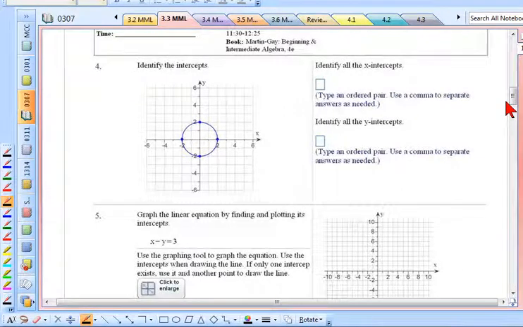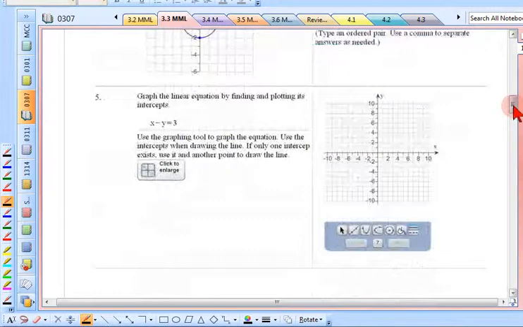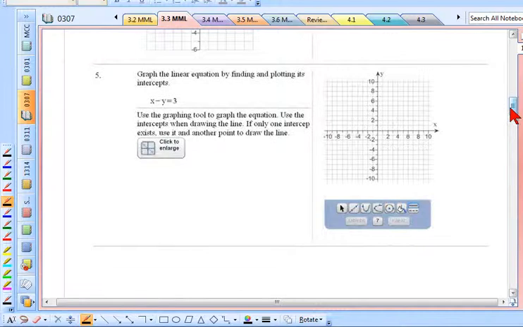Okay, it says to identify the intercepts. Do you see 2 x-intercepts and 2 y-intercepts? Okay, when you do this one, and this is number 4, for some reason, it went back to separating them. And it asks you to first identify the x-intercepts and secondly identify the y-intercepts. So you're going to see that in MathLab, that sometimes you do them in any order and sometimes in a specific order.